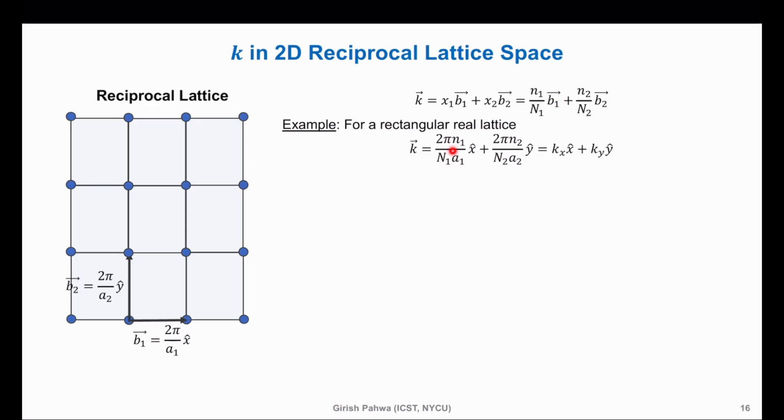Now I can keep varying this n1 and n2. They are integers, and I can generate many values of the k, right? Depending upon what kind of combination I have of n1 and n2. So n1 can be 0, plus minus 1, plus minus 2 and so on. Similarly n2 can be plus minus 1, 0, 1, 2, 3, 4, right? So I can generate a full k space here. Every combination of n1 and n2 is going to give me 1 k point.